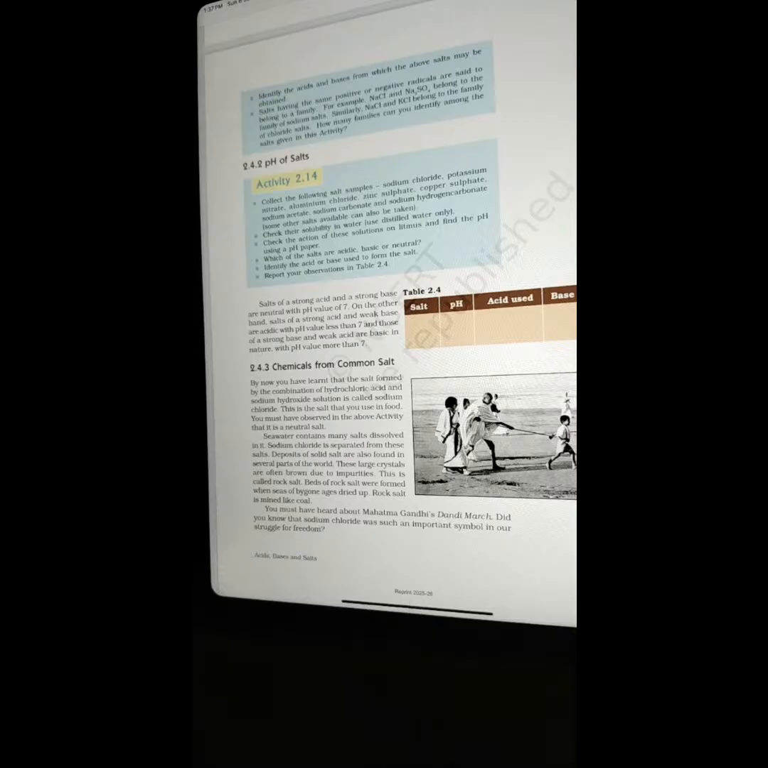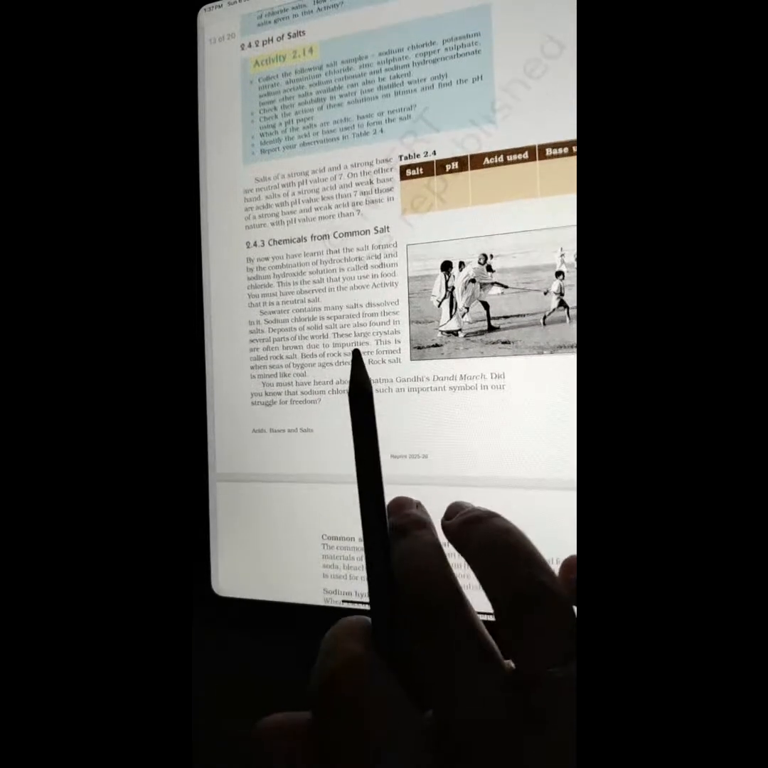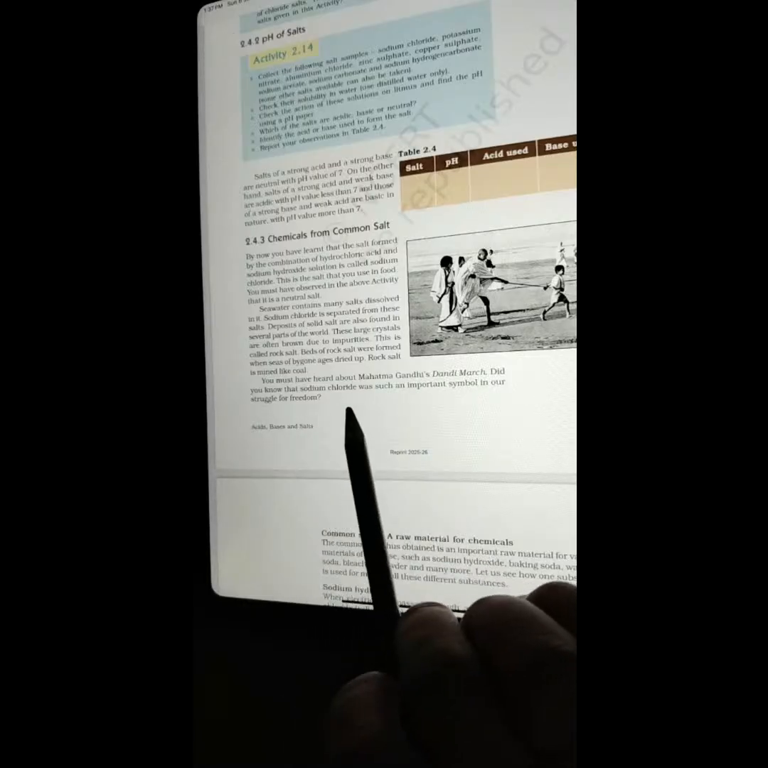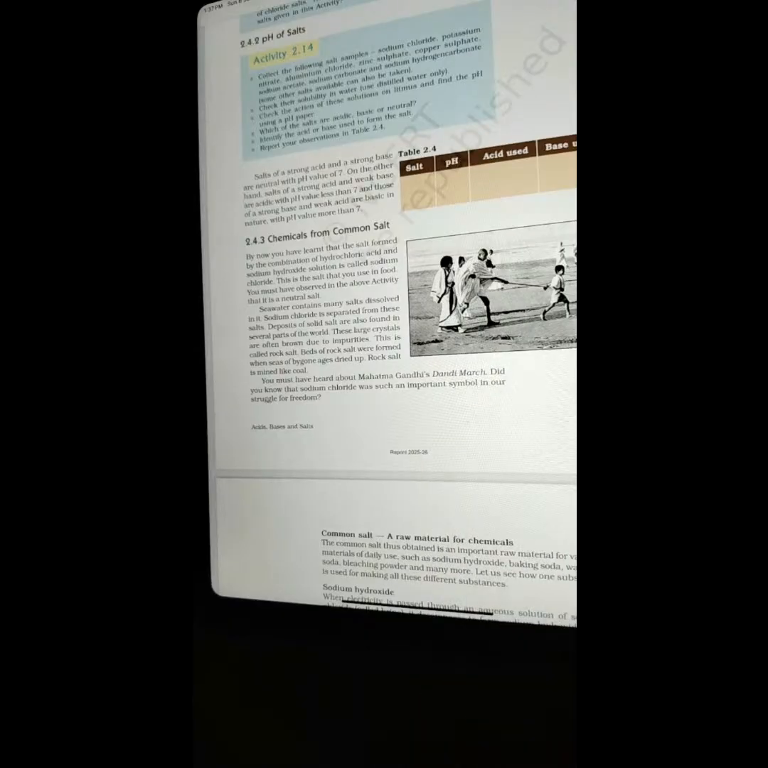Beds of rock salt were formed when seas of bygone ages dried up. Rock salt is mined like coal. You must have heard about Mahatma Gandhi's Dandi March. Did you know that sodium chloride was such an important symbol in our struggle for freedom?